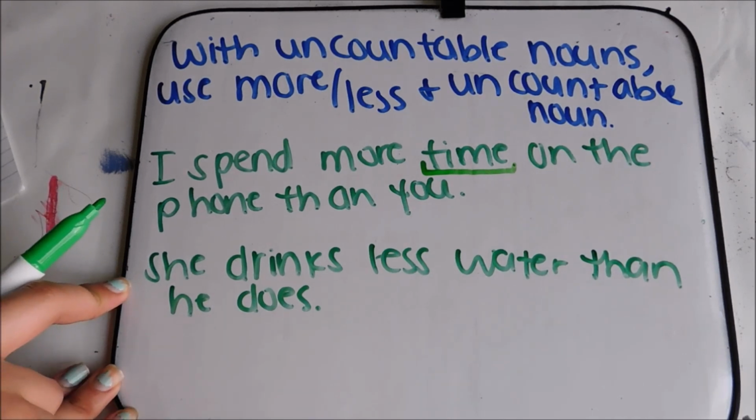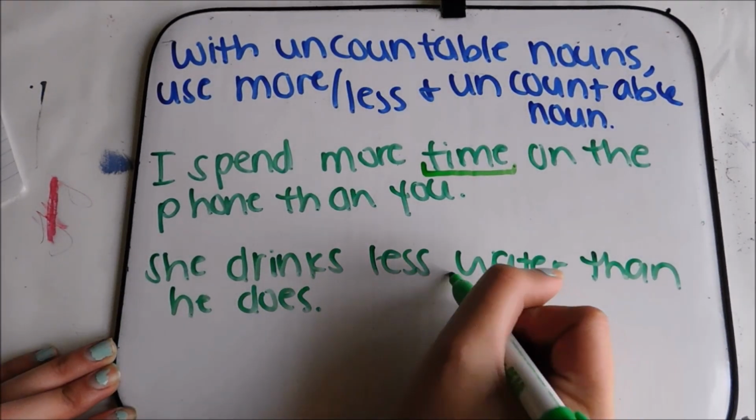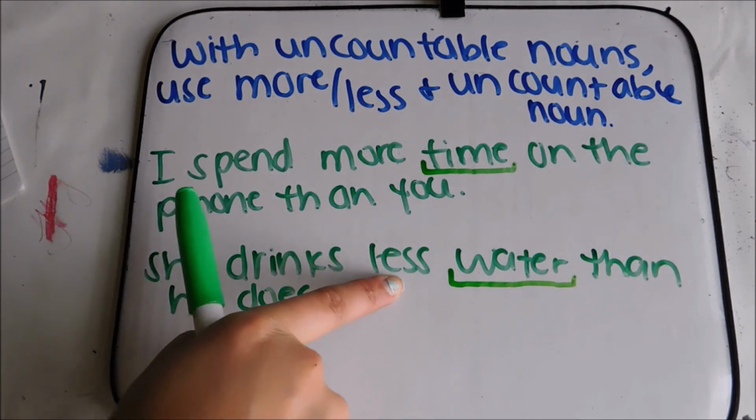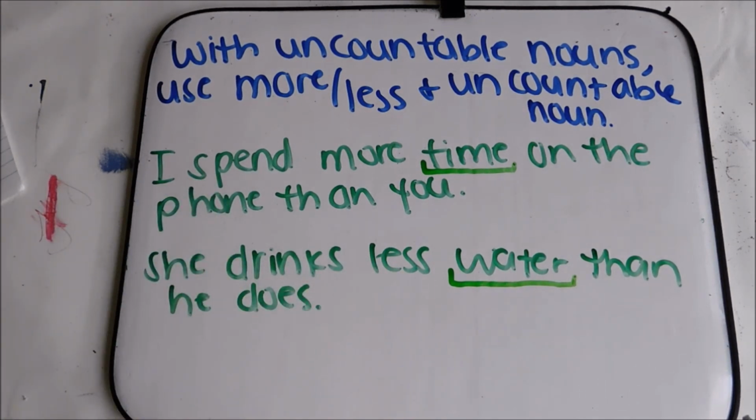In the second one, it says she drinks less water than he does. Water is uncountable. I can't count water. That's why I have to use less. I cannot use fewer with uncountable nouns, and I can't use less with countable nouns.